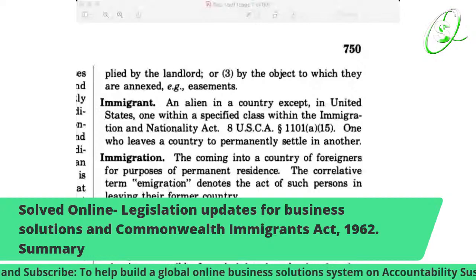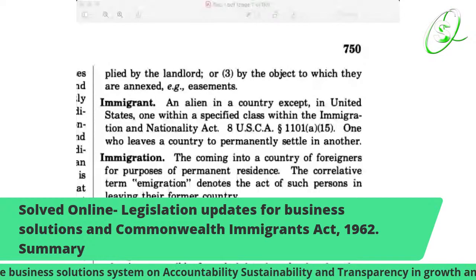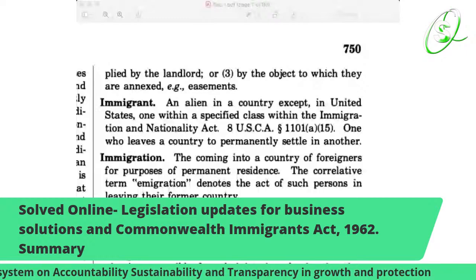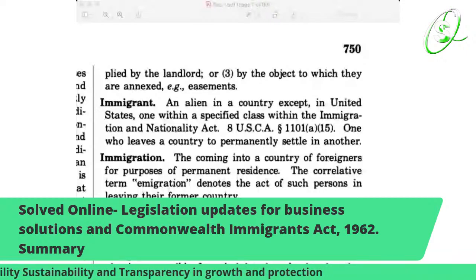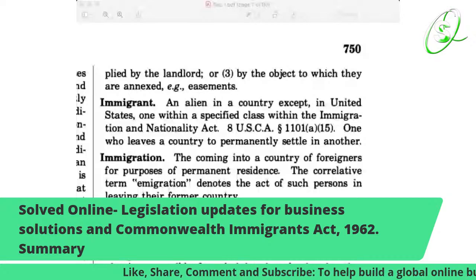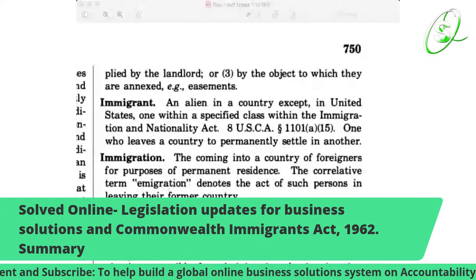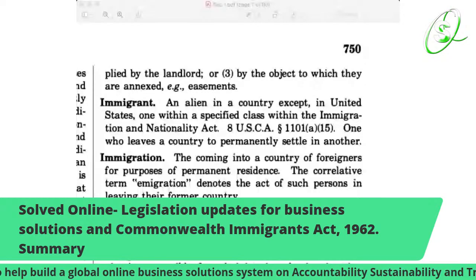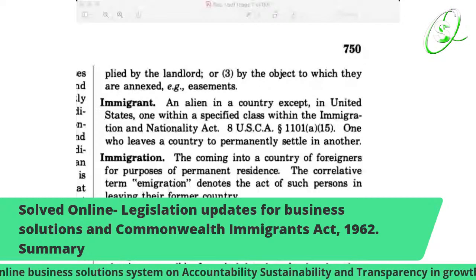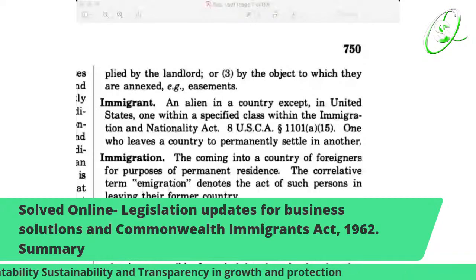Like I say, again, this is Solved Online, the online business information solution service for legislation.gov.uk for all clients at all levels in all problems. And today's topic was Solved Online legislation updates for business solutions and the Commonwealth Immigrants Act 1962 summary. Again, Solved Online's neutral platform is to report on business solutions through legislation.gov.uk by reviewing and highlighting past and present acts.